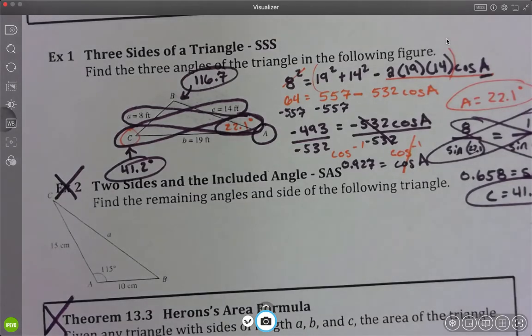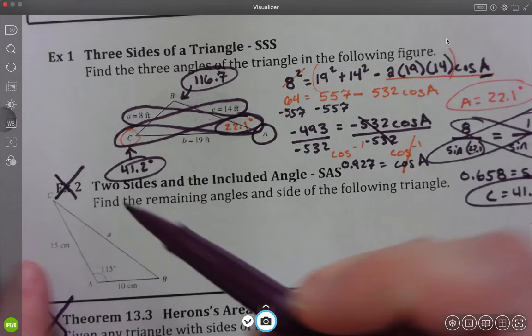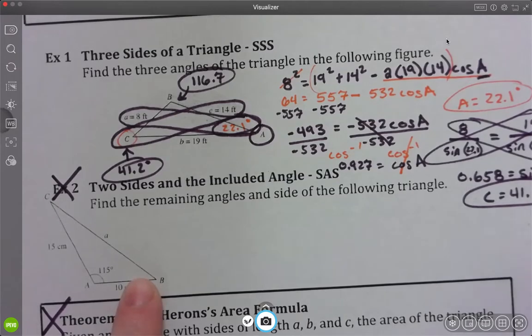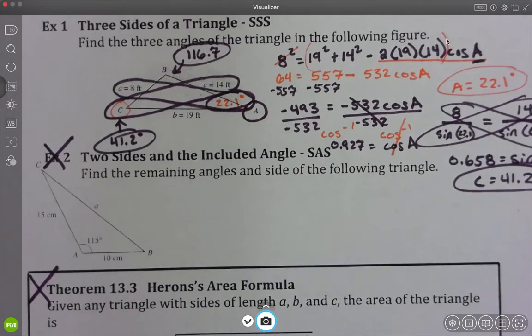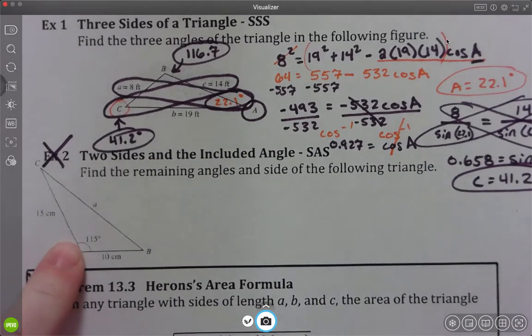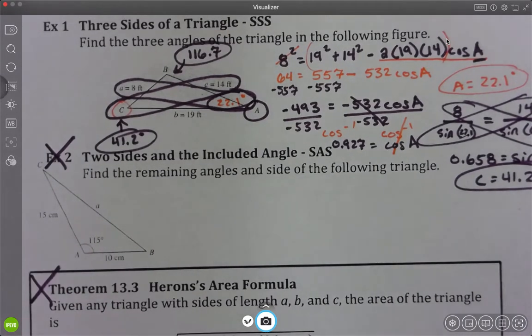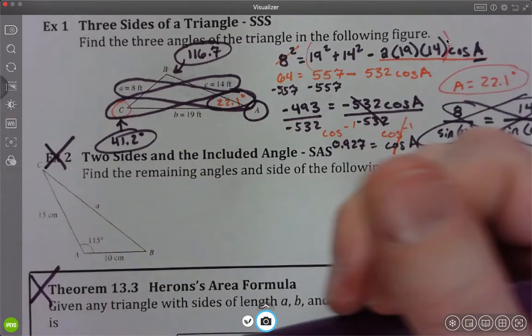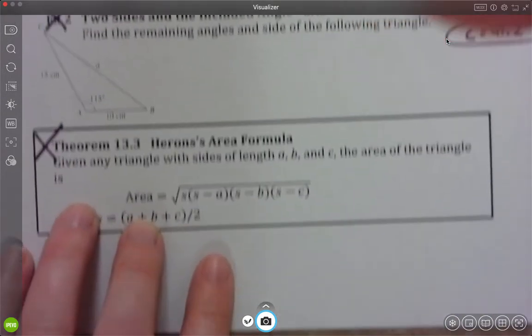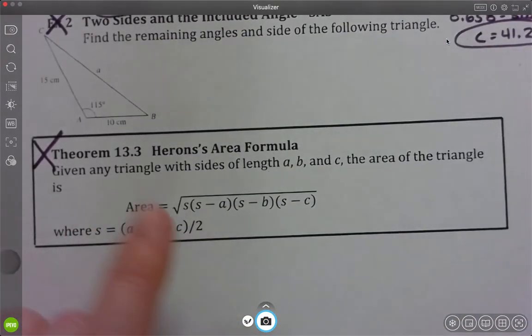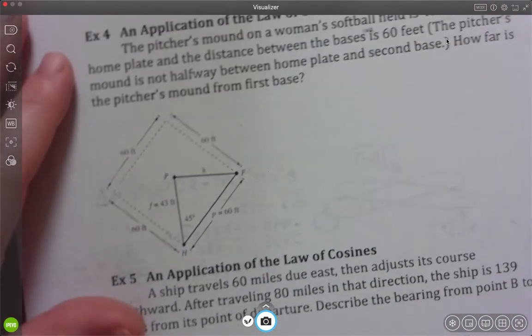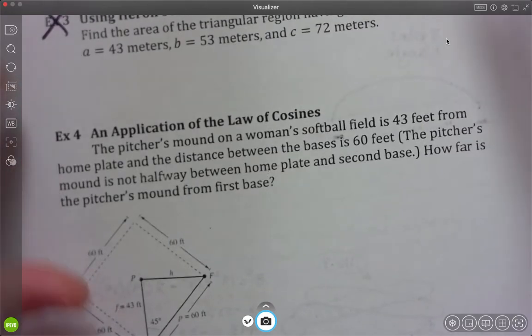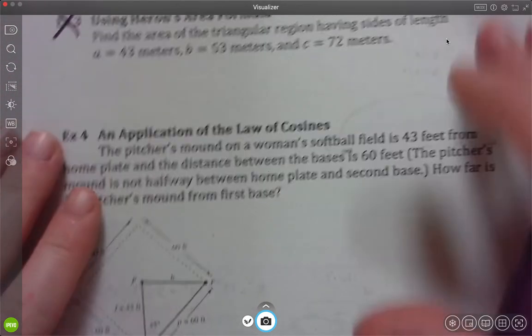Example 2, I'm going to skip that one because we're going to do a problem on the back side that's kind of similar to this one. I might have you do this one as an example after that. We'll see if I put that as a question. Heron's formula is a formula for finding area. We're going to skip this one just because I don't have it memorized. It's a really big, long formula for finding area. So example 3 we will skip. But let's go to example 4 here.